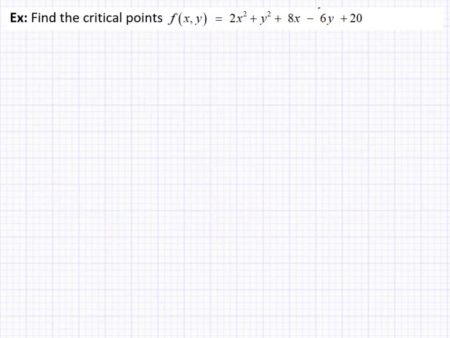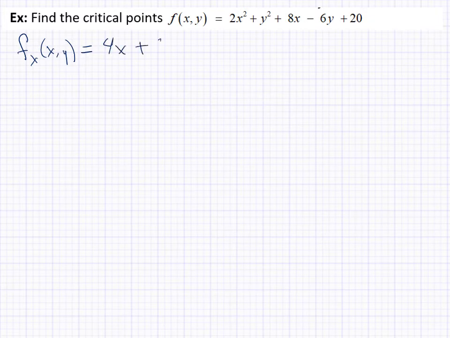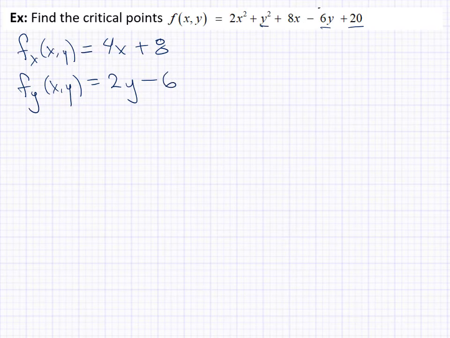Okay, so here's an example where we need to find the critical points. It's something we need to get used to doing before we can move on to finding the actual extrema. So we first need to find the partial derivatives. The partial derivative with respect to x should be easy to find. This is a simple polynomial function. So we're going to get 4x plus 8. The other terms will be 0 in terms of x. The partial derivative with respect to y should be 2y minus 6. And we've got to figure out when both of these simultaneously will equal 0.